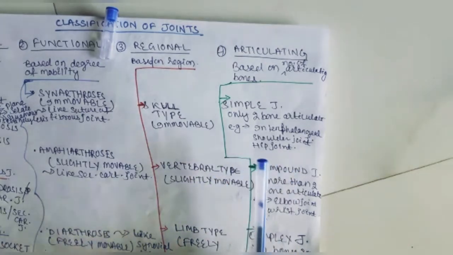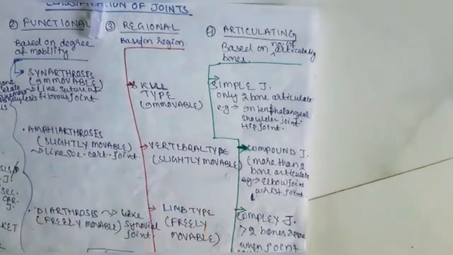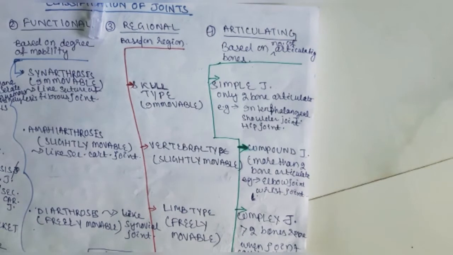In compound joints, the examples are elbow joint and the wrist joint. Sorry, not the shoulder joint. In compound joints, more than two bones articulate. So, example, the elbow joint, the wrist joint. In complex joint, the joint cavity is divided into two parts by an intra-articular disc or meniscus.